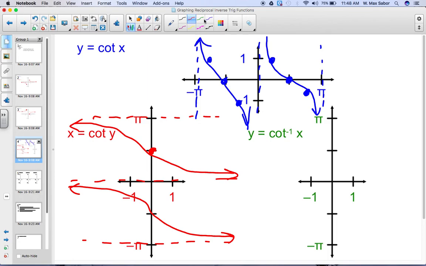But if we just look at the arccotangent, we want to restrict it, and the easiest way to restrict it is between 0 and π. And it goes with an asymptote at π and an asymptote at 0. It passes through (0, π/2), (1, π/4), and (-1, 3π/4).